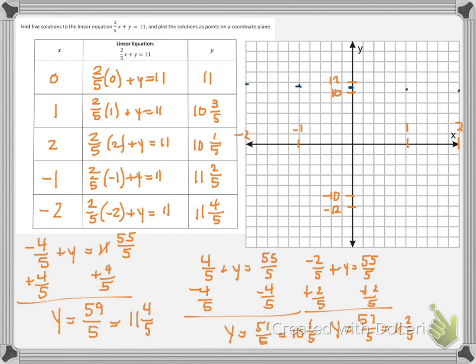And then let's check our line. It should be really close to lining up. Yeah, there they are. So there it is. That's your line from the equation 2/5 x plus y equals 11. Hopefully you're noticing that all these linear equations produce a unique line where all of the points are on that line.